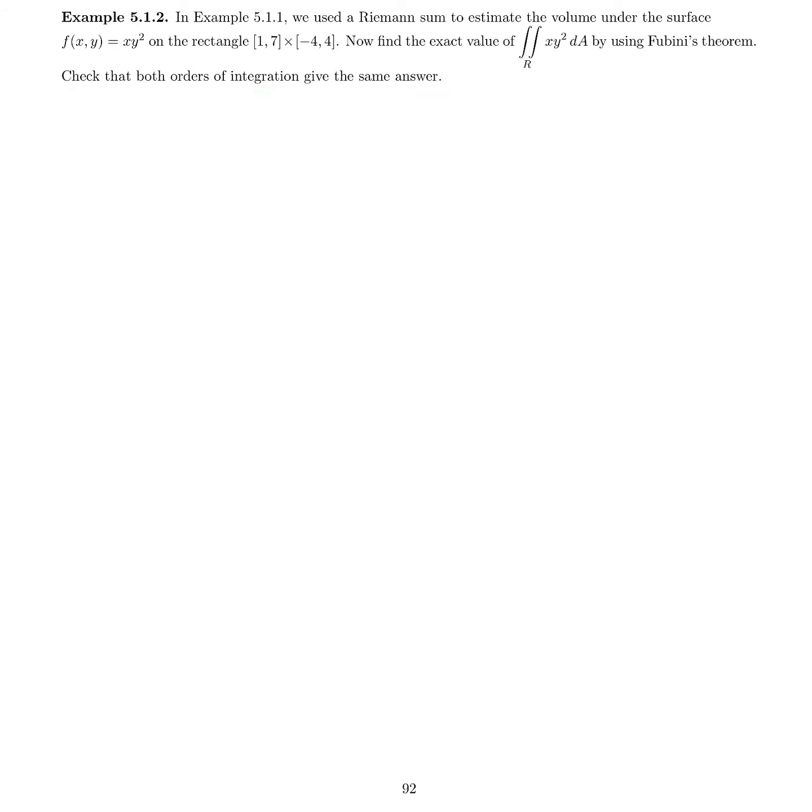So let's first remember that in example 5.1.1, we found that the volume was approximately 960 cubic units. And so that is an approximation for the double integral over this rectangle R of x y squared dA. So we're going to calculate now using Fubini's theorem.